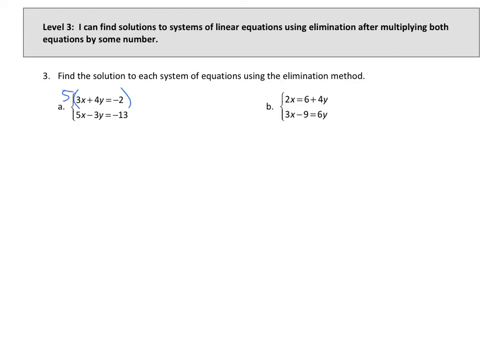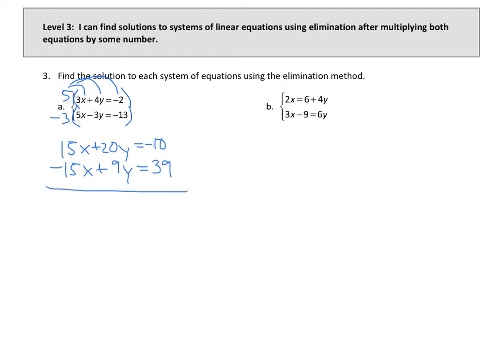If I wanted to get my x's to cancel, I could multiply my top equation by 5, and my bottom equation would then need to be negative, so I'm going to multiply it by negative 3. And if I do that, my first term on the top will be 15x, my first term on the bottom equation will be negative 15x, and the x terms will cancel. So I multiply the top equation by 5, and we get 15x plus 20y equals negative 10. And then in the bottom equation, negative 3 times 5x is negative 15x. Then we get plus 9y equals positive 39.